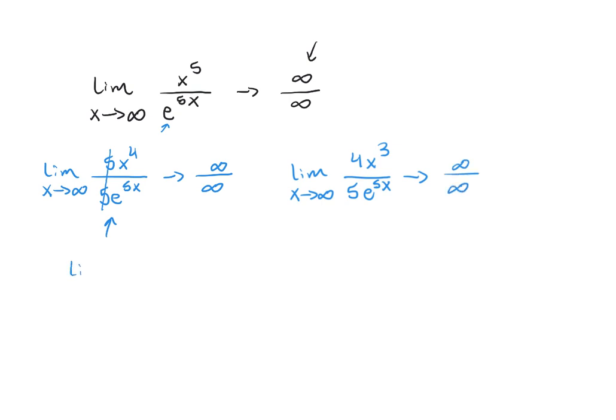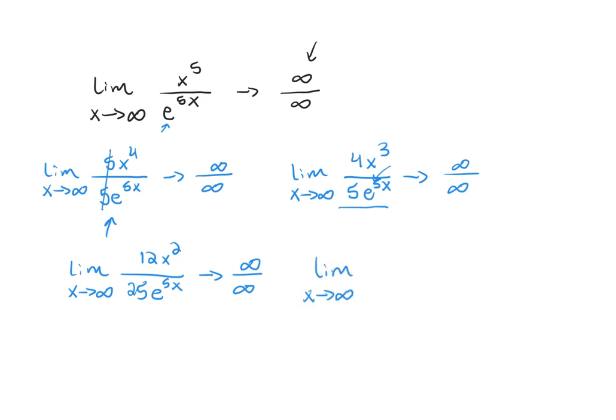Let's keep going. The limit as x approaches infinity, derivative of the top is 12x squared. Derivative of the denominator would be this, and then times 5, so it would be 25e to the 5x. And we're still getting infinity over infinity. Let's do it again. The limit as x approaches infinity of 24x over 125e to the 5x. Still getting infinity over infinity. Let's do it again.